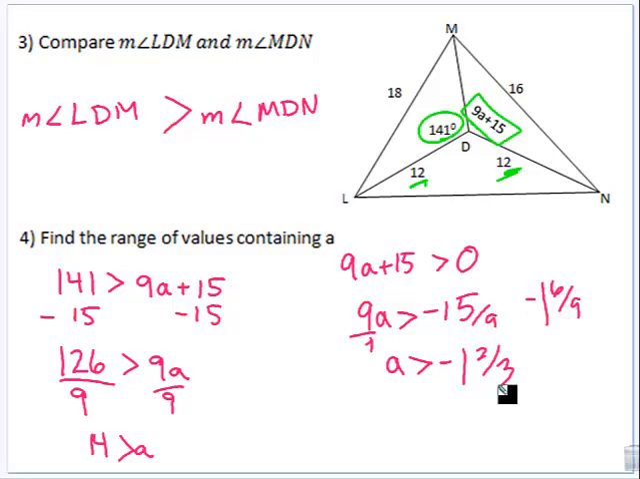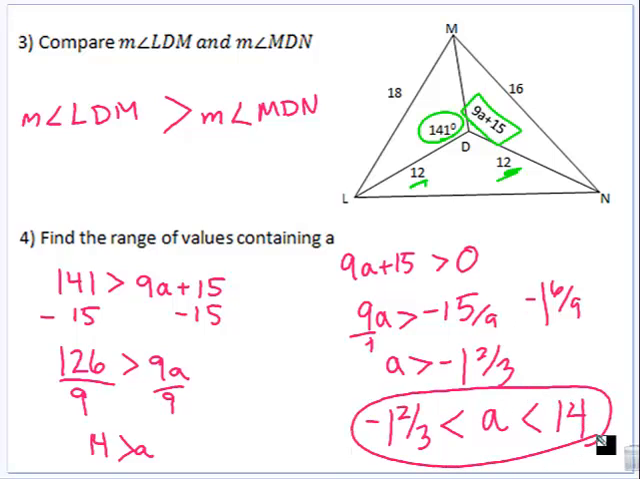So how am I going to write this as a range of values? Well, it has to be greater than, so we're going to start with the smaller one. We'll say negative 1 and 2/3 is less than A is less than 14. 9 fits into 15 one time. We had 6 left over, so 6/9. Then I reduced it, correct.